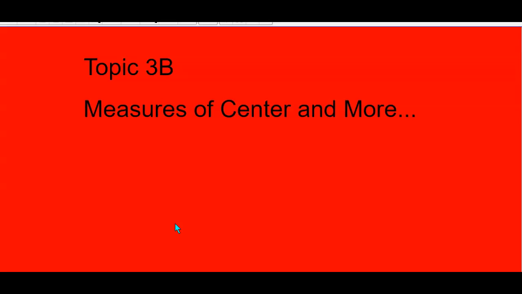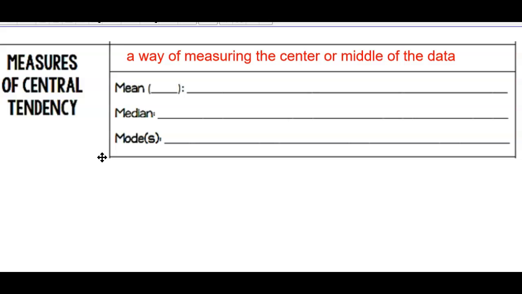This is part 2 of topic 3. I wanted to combine this with binomial probability, but that video just got too long, so I'm going to quickly go through measures of center and variation or standard deviation and box plots. This should hopefully all be review from many years of doing this stuff.